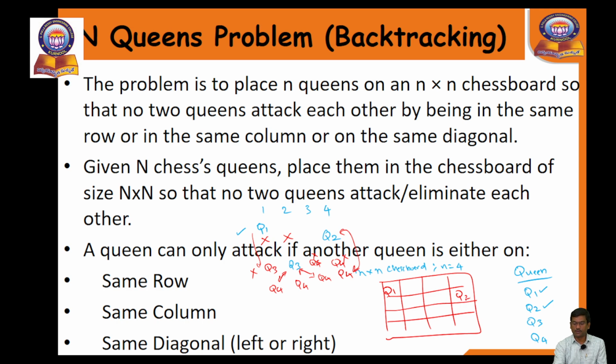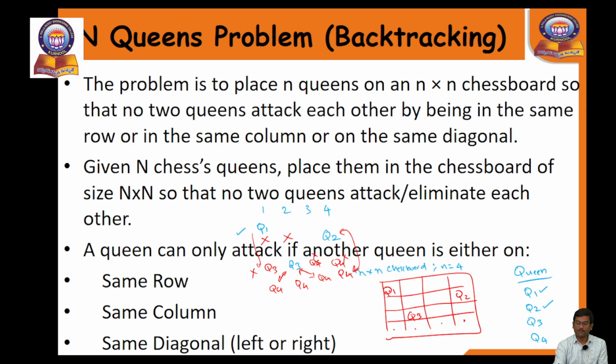If I place q2 here, q3 cannot be placed here because q1 and q3 will come under attack. And similarly, can I place q3 here? Yes, I can place, because no two queens will be under attack. And similarly, I cannot place q4 here, and I cannot place the fourth queen because these two queens will be under attack. I cannot place q4 in this one, and I cannot also place queen 4 in this scenario because these two queens will be under attack.